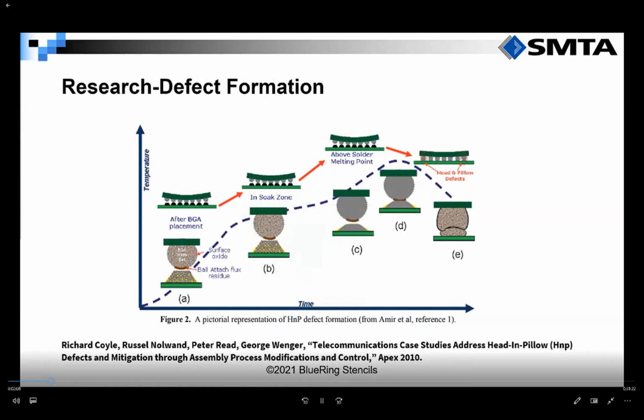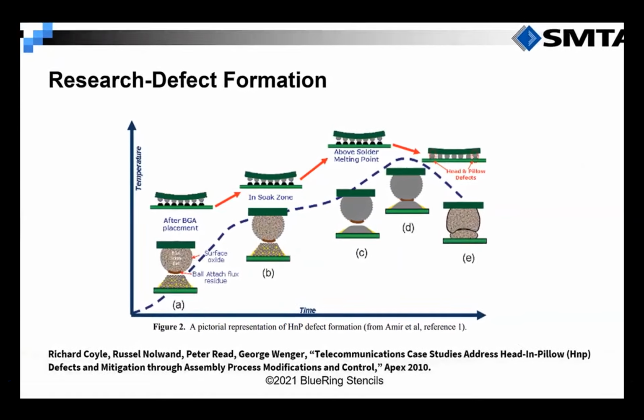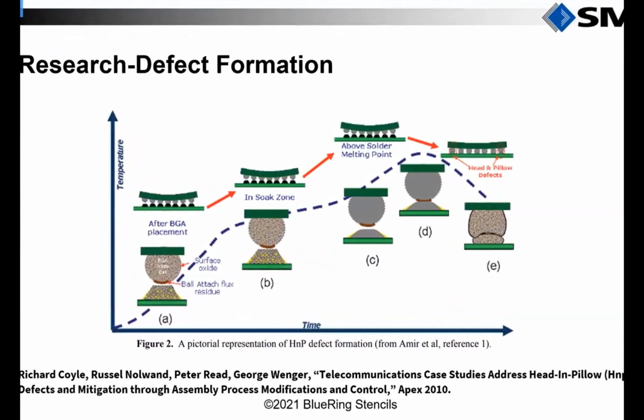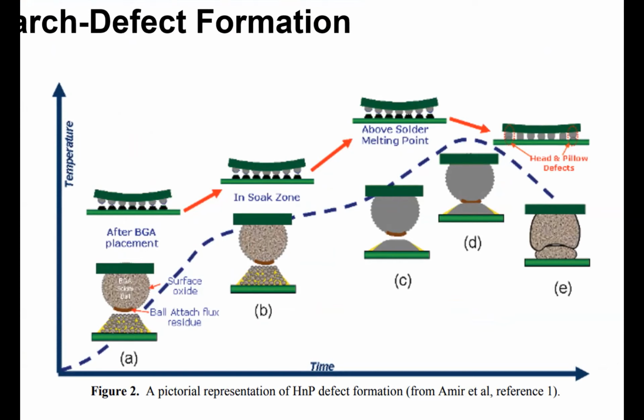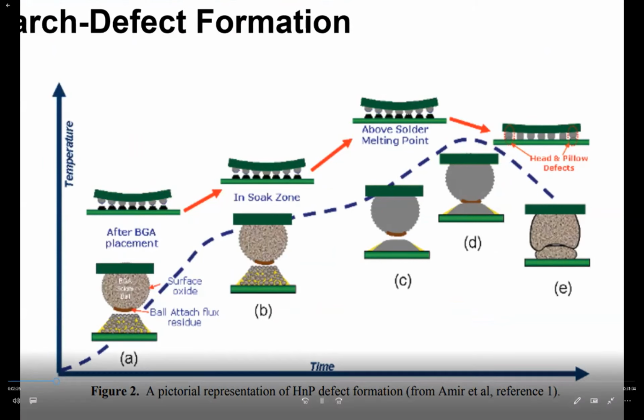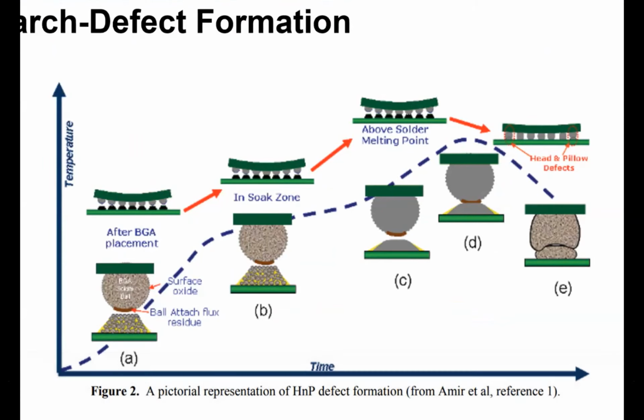So let's look for a few minutes at how this defect is formed. This pictorial describes the different stages. More importantly, it shows how the gap is created between the ball and the solder paste due to the dynamic warpage of the package or the PCB. And if there's not enough flux to remove the oxide coating on the surface of the ball, or contamination present on the solder ball or in the molten solder paste, these two masses just will not coalesce, and this head-in pillow defect will result.